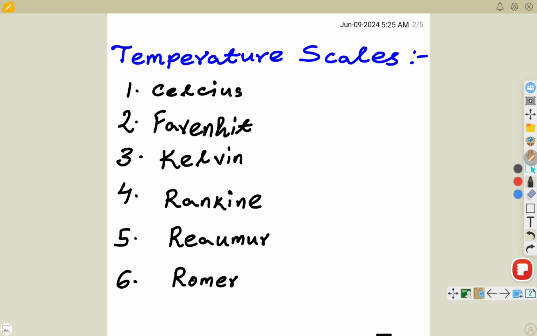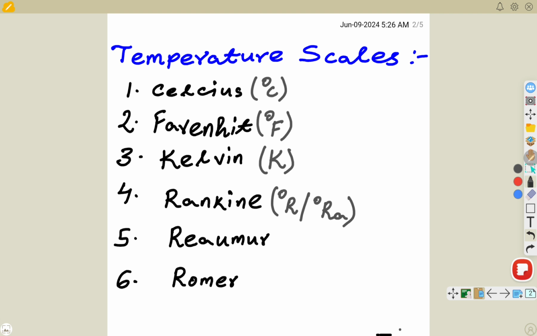How do you denote these temperature scales? For Celsius, we can use degrees C. For Fahrenheit, it is F. For Kelvin, it is capital K. For Rankine, you can write R or RA. For Reaumur scale, you can use the notation RE. For Reaumur scale, you may use R5.